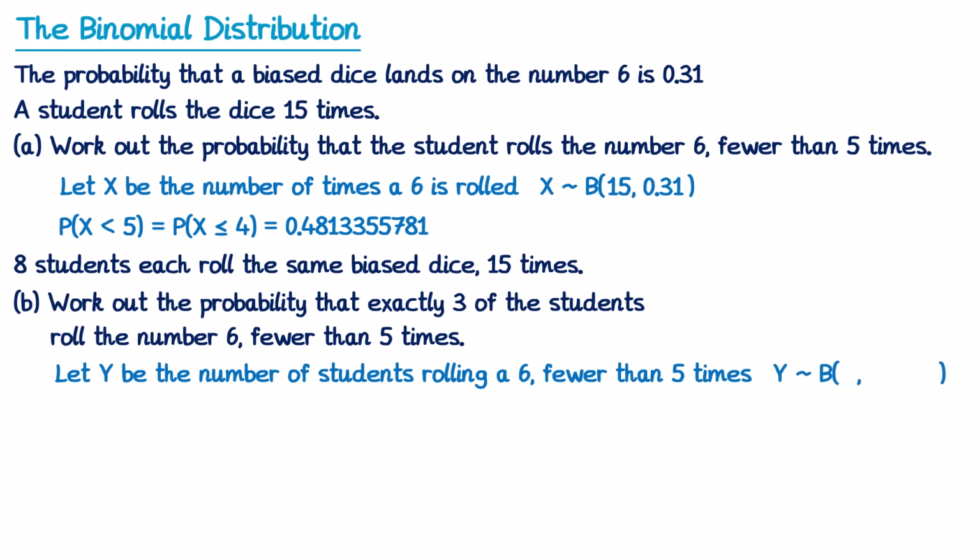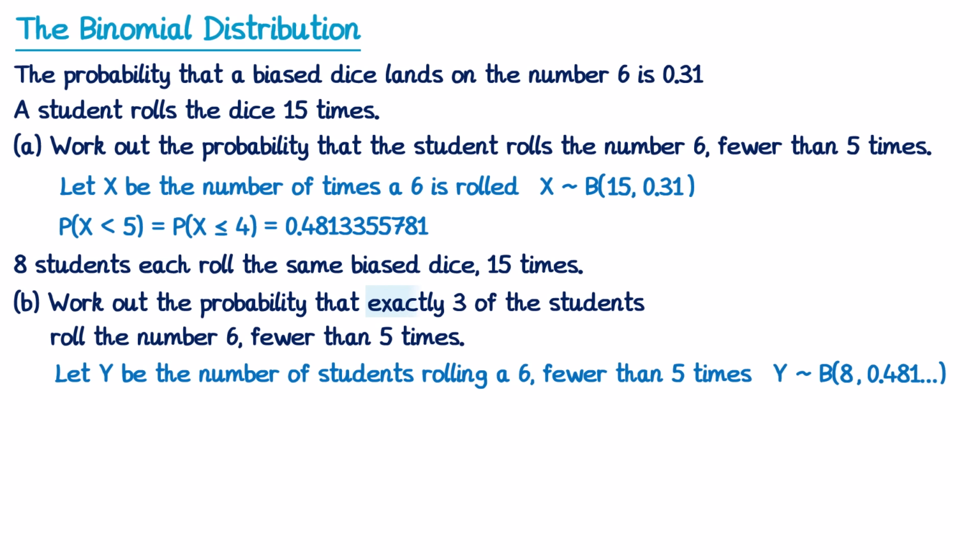So y will be distributed binomially, n will be 8 for the 8 students, but what about the probability of success? Well, this is the probability that any of them roll the number 6 fewer than 5 times, which is actually just the answer to the previous question up here. So that number will be our new probability of success. So that's what we write in here.